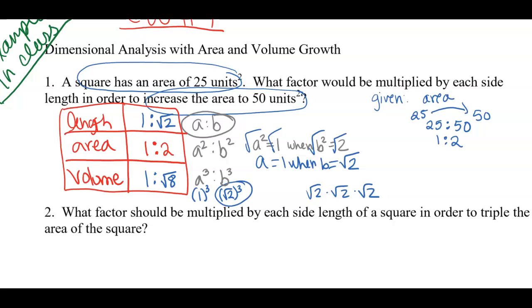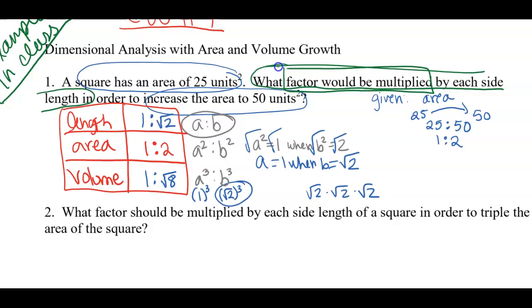Now we want to identify what are we actually trying to do in this problem? What was the question that they are asking us? And so here's their question. What factor would be multiplied by each side length in order to make this change, okay? So this question actually has two parts. First, what the heck does this mean? Factor being multiplied. And then it has which measurement they actually want us to talk about in the answer. So they say by each side length. Which ratio does that correspond to? A length, area, or volume ratio?